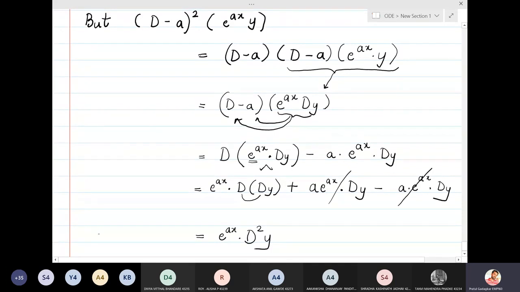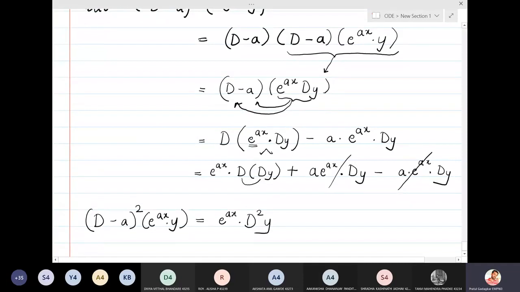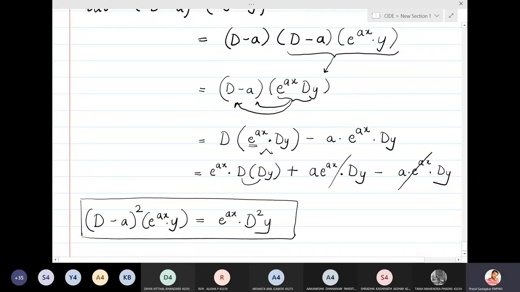I have observed that (D minus a) square e raised to ax into y is equal to e raised to ax D square y. Okay, it looks very difficult, but when we are going to actually use it in problems, it will be very helpful. Right now it may seem very difficult, but it is actually a tool which we are preparing. We are trying to prepare a formula which will help me in my problems.